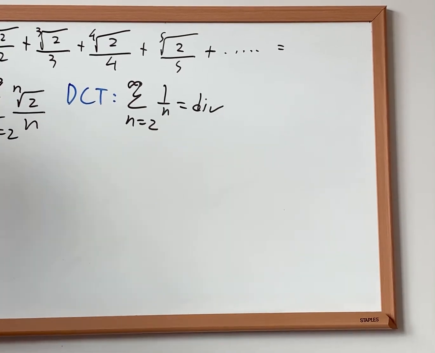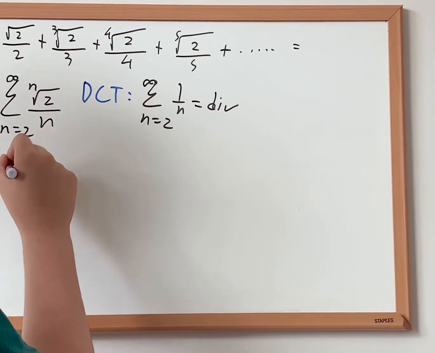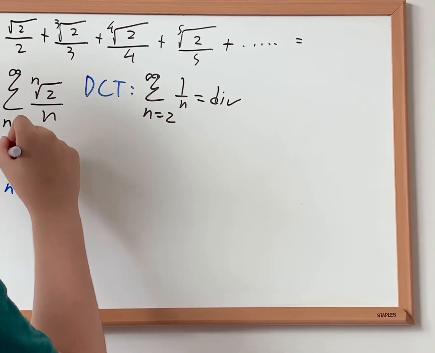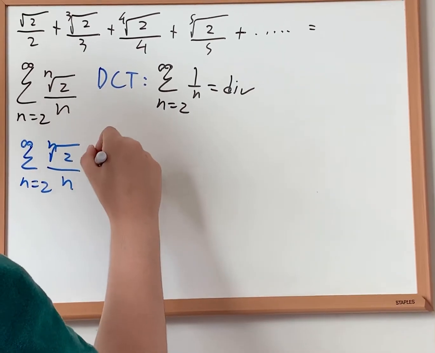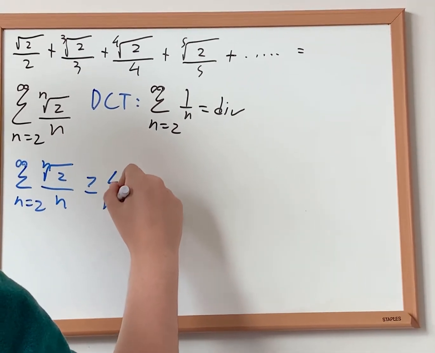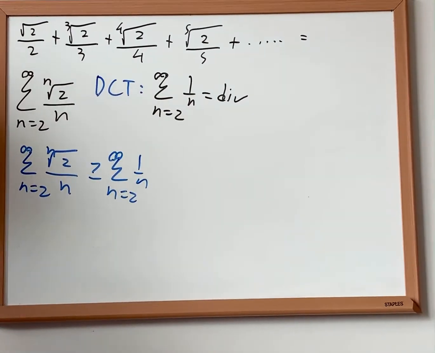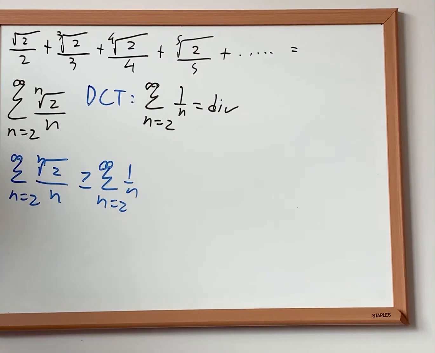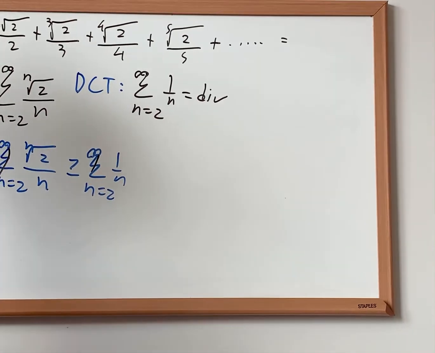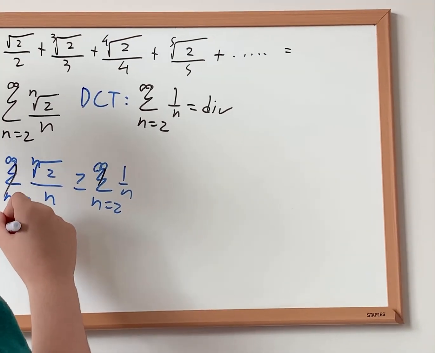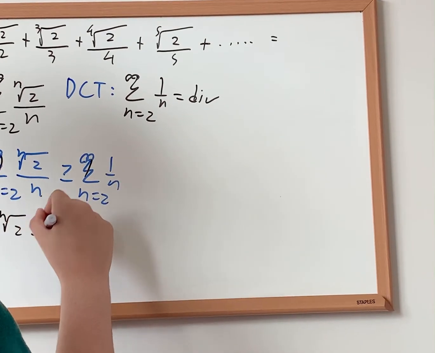And now we can form an inequality because this diverges, so we can say that the sum from n equals 2 to infinity of the nth root of 2 over n is greater than or equal to the sum from n equals 2 to infinity of 1 over n. Now, because both the summation notations are the same, we can cancel them out. And using the cross product, we get n times the nth root of 2 is greater than or equal to n.